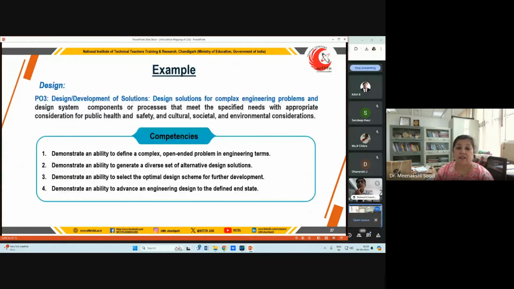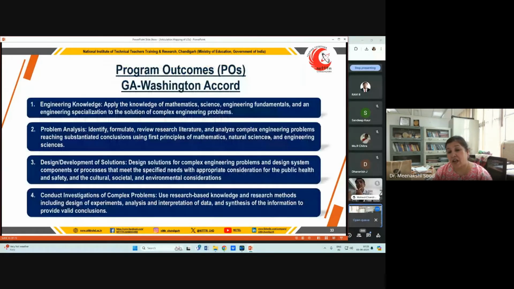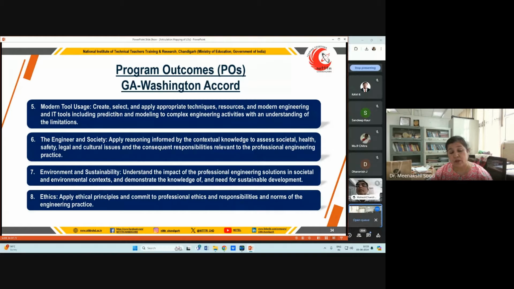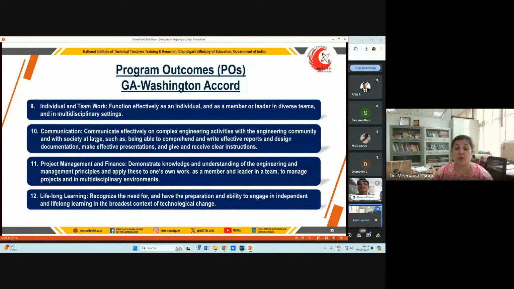That's what I'm saying, for the programs which are governed by AICTE and NBA, because we are the signatory bodies of the Washington Accord. For those programs, the program outcomes are fixed, which are 12, the same as the graduate attributes in front of you. First is engineering knowledge, how the fundamentals are used, then problem analysis, design development, investigation of complex problems, modern tool usage, engineer and society, environment, ethics, individual and teamwork, communication, project management, and lifelong learning.